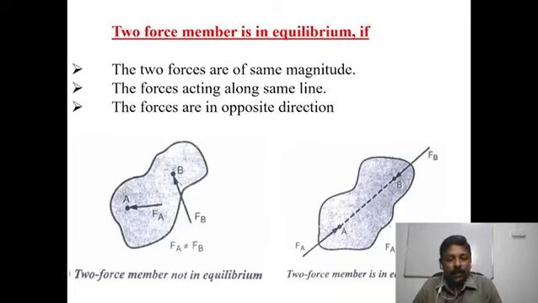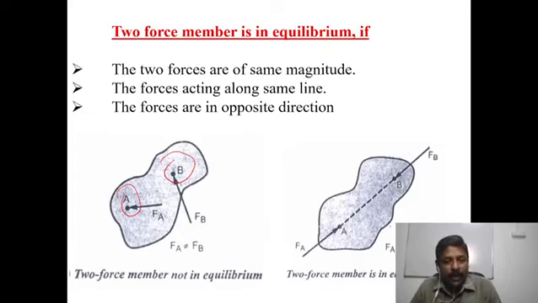There are various cases in this. First, we will see the two force member. A two force member means a body or member subjected to two forces. In this diagram, there are two forces, Fa and Fb, acting at points A and B. If Fa is not equal to Fb and they are acting at different positions, the body will not be in equilibrium.